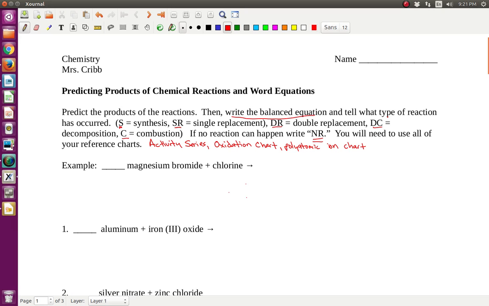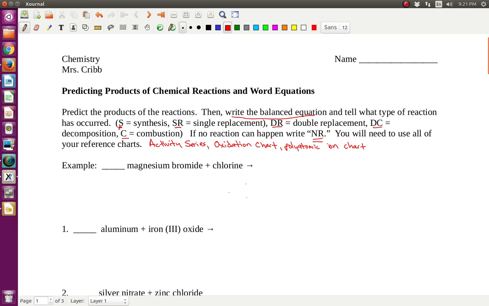We're going to start working on this worksheet, Predicting Products of Chemical Reactions and Word Equations. So please pull this out, and anything that we don't do in class, you'll do as homework. You're going to need to write the balanced equation, tell what kind of reaction it is.